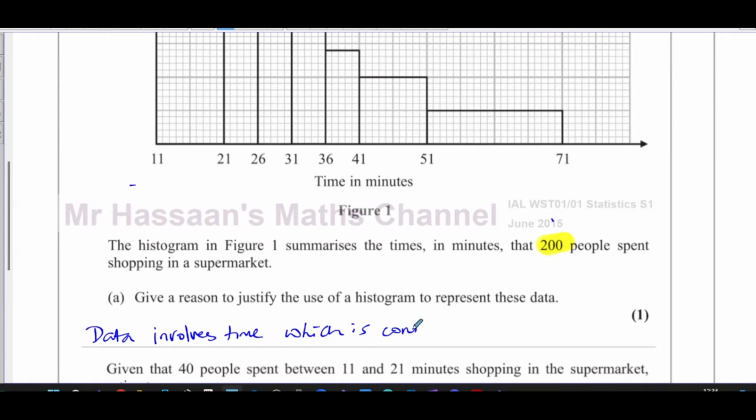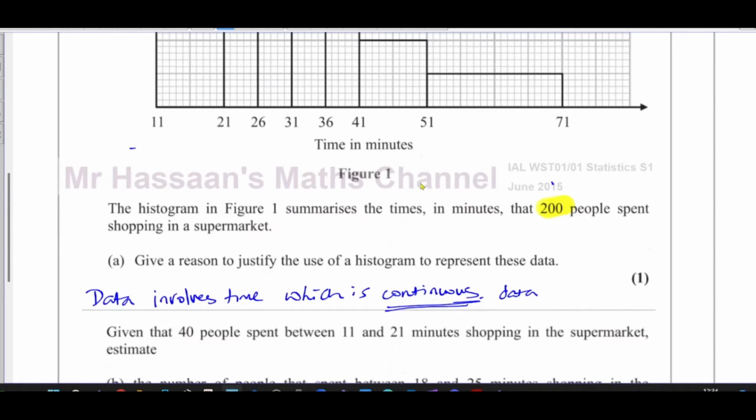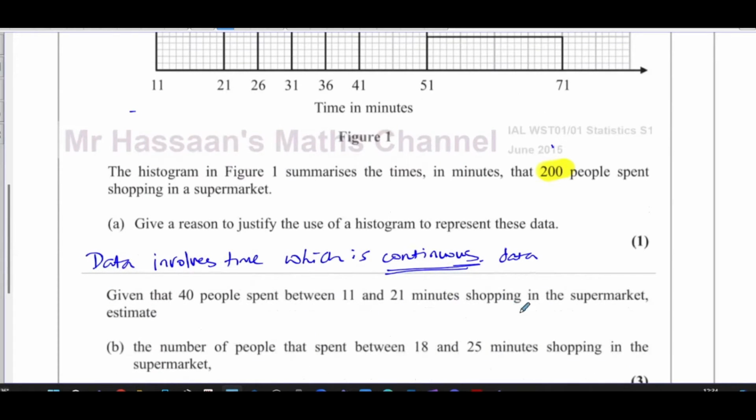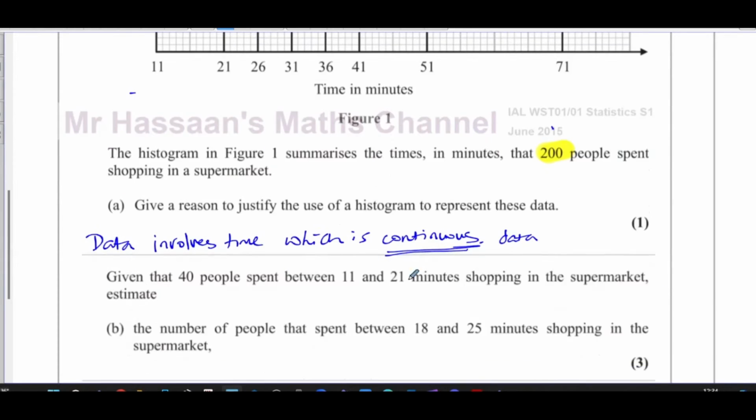So they're looking for the fact that it's continuous. This word continuous must be in there to get the 1 mark. It's continuous data, so therefore we need a histogram, right? So that's good enough for that 1 mark. If they see the word continuous there, you'll get the mark, rather than discrete.